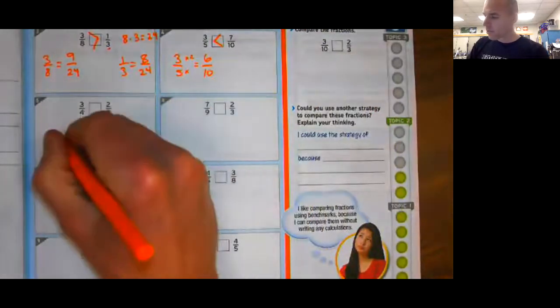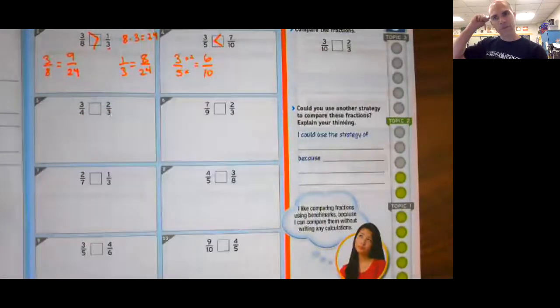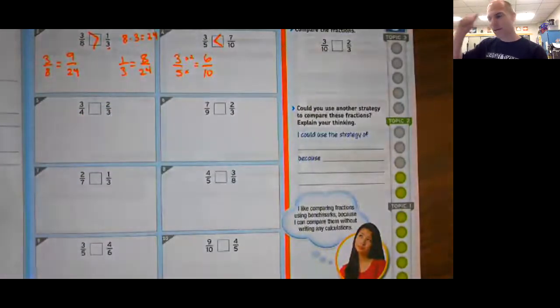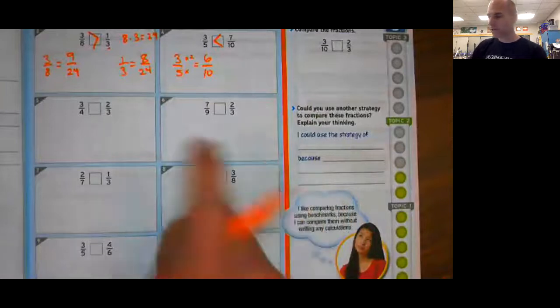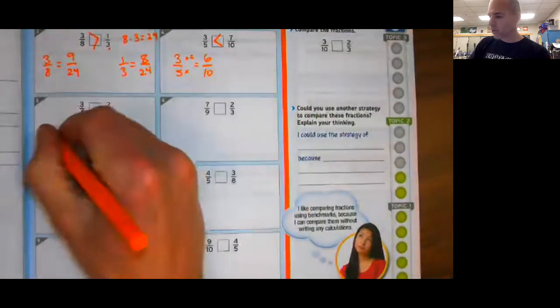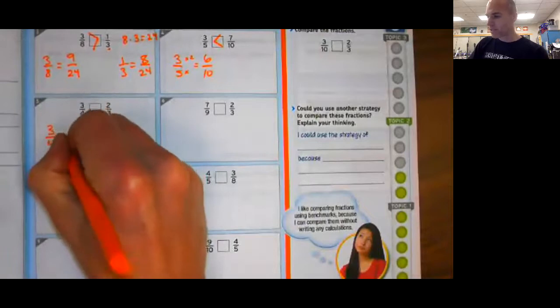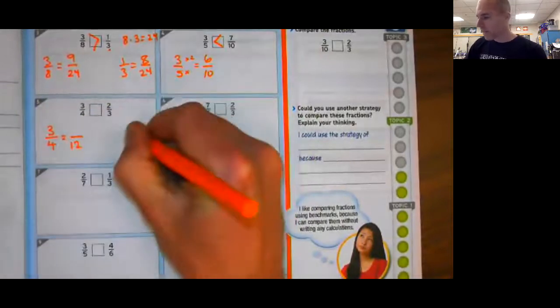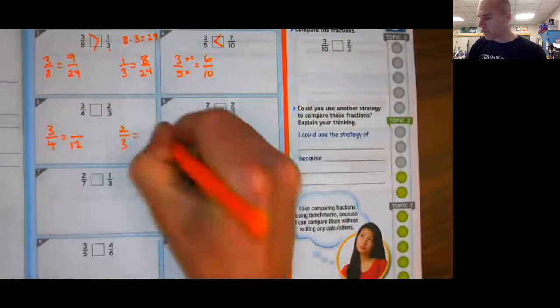Next, 3/4 and 2/3. Well, what should I use as my common denominator? I think I'm going to use 12ths because 3 times 4 is 12. So 3/4 is equal to something over 12, and 2/3 is equal to something over 12.